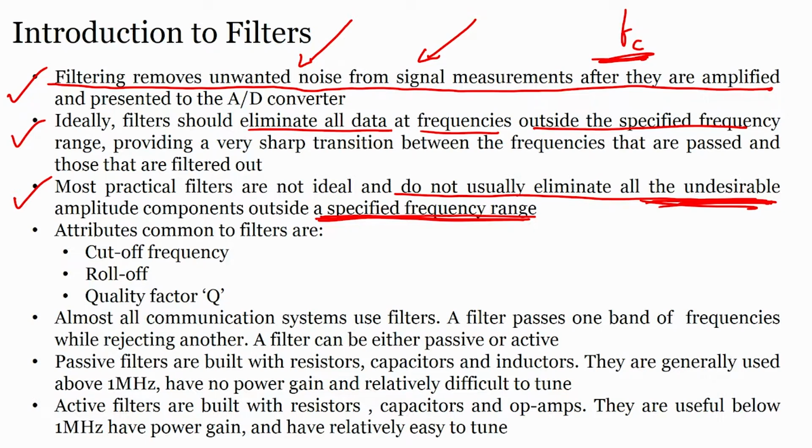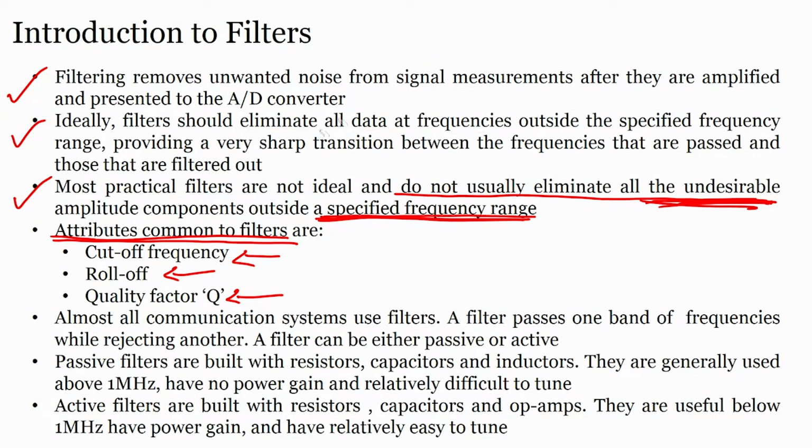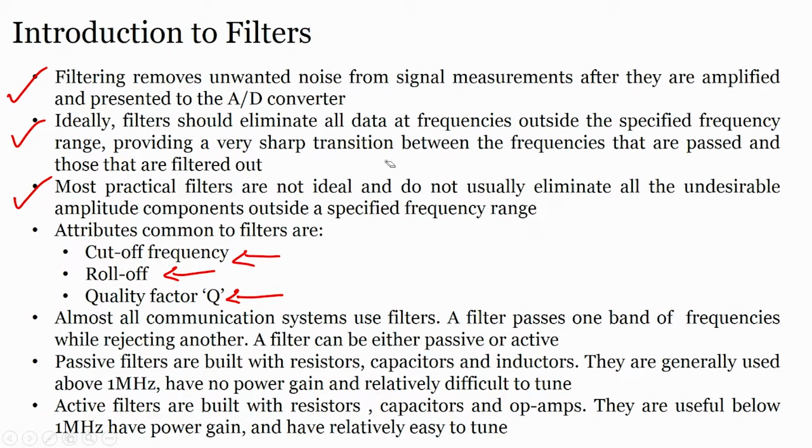So, attributes common to filters are A, cutoff frequency, B, roll off, and C, quality factor. Very important, extremely important. Why? Because when you talk about filters, generally you will be asked this kind of question: do you know what is the quality factor of your filter? Do you know what is the cutoff frequency of your filter? Do you know what is the roll off rate of your filter? So, in that case you have to find out what exactly the cutoff frequency would be, what exactly the roll off would be, what exactly the quality factor would be.